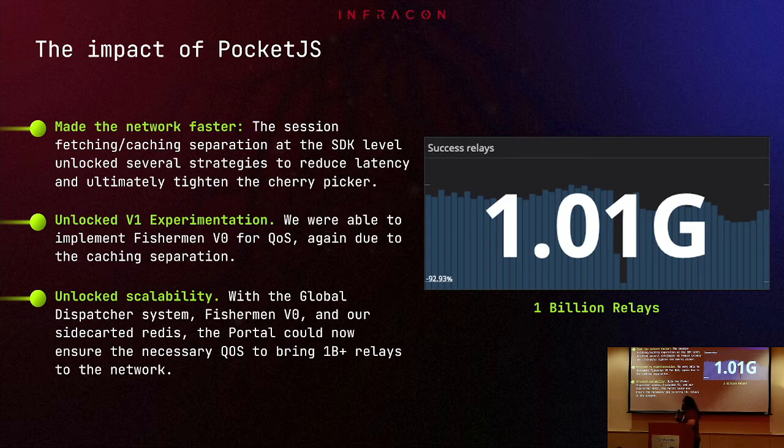And also, we unlocked scalability, because again, it let us do all of these external services: the global dispatcher, V0 Fisherman, and now the cherry picker separation, along with the database. And so with this, we can ensure proper quality of service for V0, and then prove concepts for future implementations. So I would say it was kind of a success.